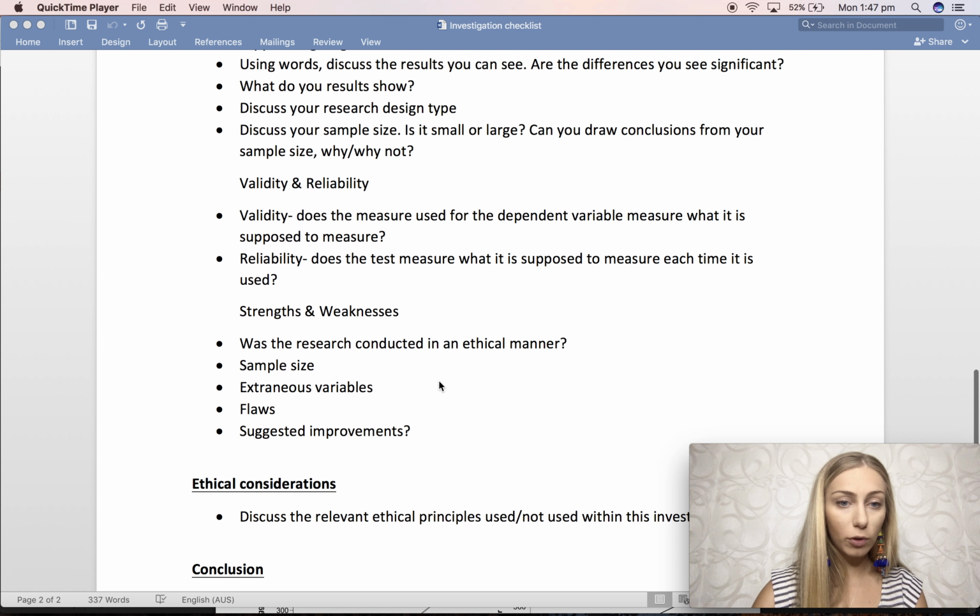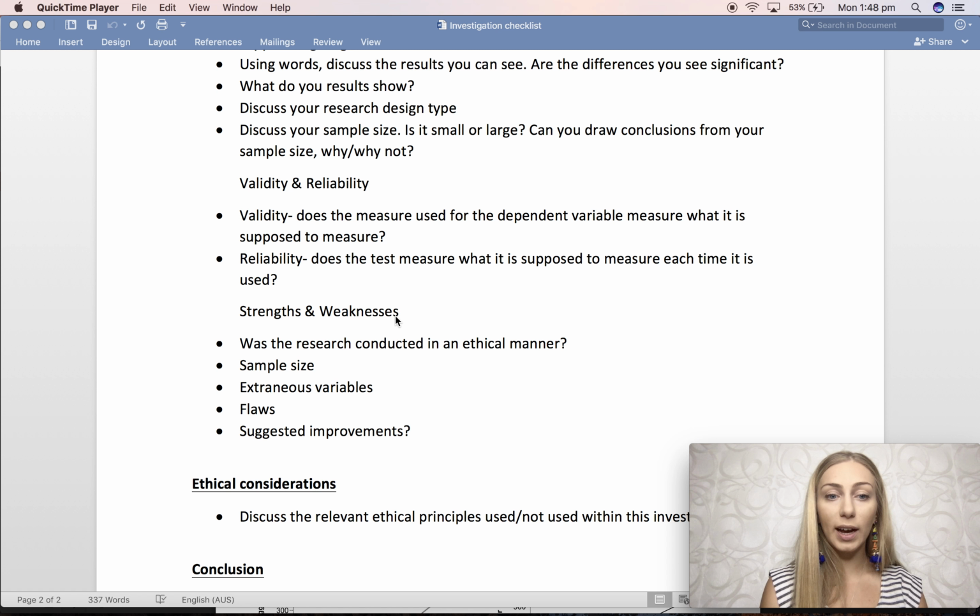Okay, and then we're going to move to strengths and weaknesses. This is still under your discussion. So the first stop point we have is, was the research conducted in an ethical manner? So you're thinking about ethics, linking back to the ethics that we have within psychology. This may prove to be a strength, or this may prove to be a weakness, depending on the ethics that have been followed or haven't been followed. This is up to you.